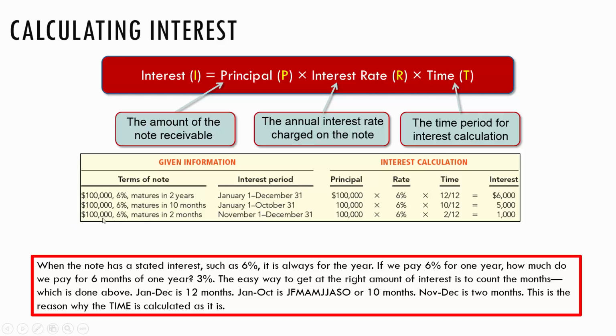This next one is only for 2 months. Only for 2 months. It seems a little strange. That's a lot of money to not have it over a longer time period, but it's for 2 months. If it's for 2 months, it's 2/12, 6% times 100,000, or $1,000.